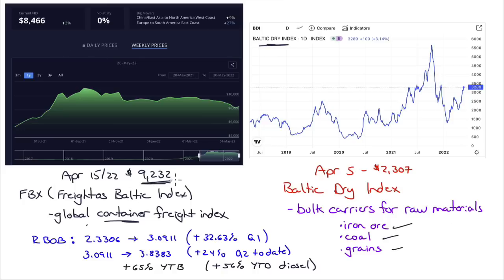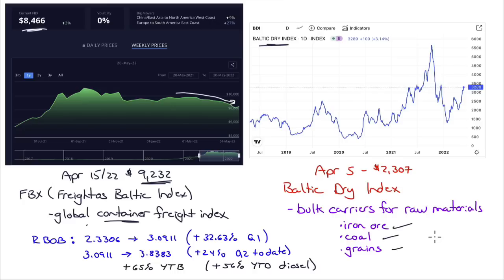April 15th, it was at 92.32. As of May 20th, we are at 84.66. So we can see that it is still coming down. So that is heading in the right direction for both Target and Walmart.